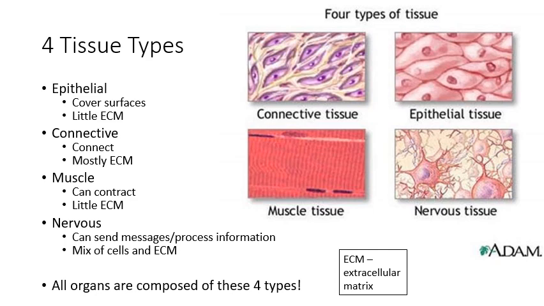Then you have muscle tissue, which is a special type of tissue because it is able to contract, and because muscle cells can carry electrical signals. Muscle tissue has little extracellular matrix. It's virtually entirely made of cells. And then finally, nervous tissue, which is also special. It can also carry electrical signals, and it can send messages and process information. Nervous tissue is more of an even mix between cells and extracellular matrix.